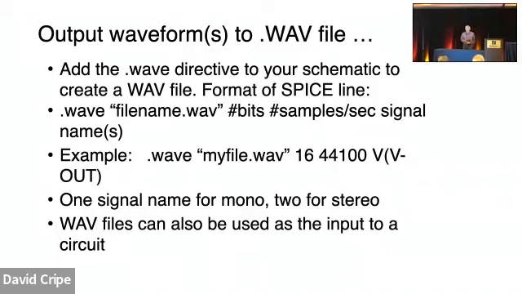Now, an example: .wave, my file .wav. 16 bits of resolution is a standard for audio, so that's a good thing to use. And 44,100 samples per second is also the standard for the audio on your CDs, for instance. I've listed here V-out. That would create a mono file. I could list 2, and I'm going to in my example, and it would create a stereo file.